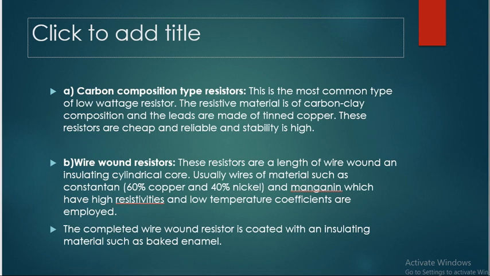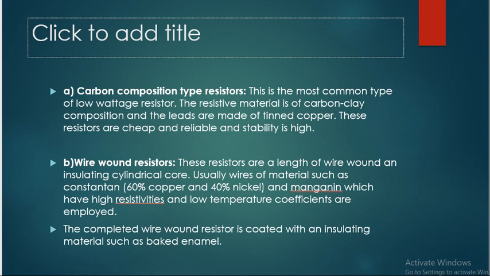Next is wire wound resistors. These resistors are a length of wire wound on an insulating cylindrical core. Usually wires of materials such as constantan, which contains 60% of copper and 40% of nickel, and manganin, which have high resistivity and low temperature coefficients, are employed.